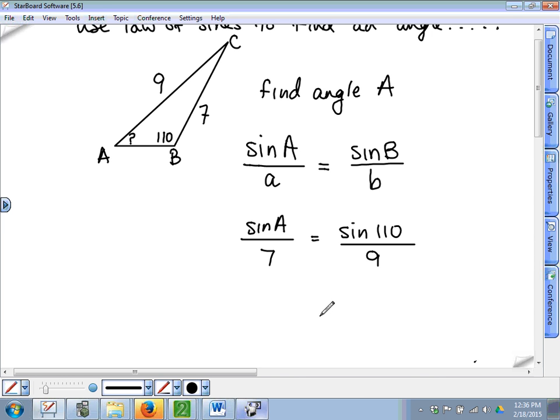Basically the same thing. Pretty close. We've got to multiply by 7 because it's being divided by 7, and multiplying is the opposite. So the 7's here cancel out. So now we have the sine of A is equal to 7 times the sine of 110 all over 9.